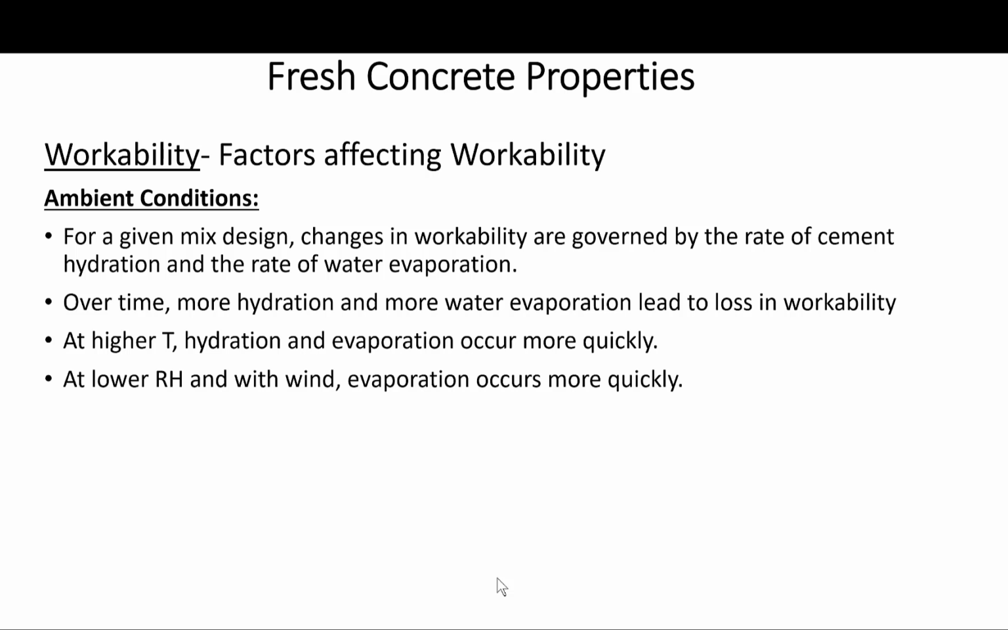As I mentioned before, it's not really a 100% consistent relationship between the temperature and the workability. So testing is definitely a key here. Okay. So again, also something more to mention about the relative humidity and wind. Lower relative humidity, exacerbated by windy conditions, means evaporation occurs more quickly. That's something also to keep in mind.